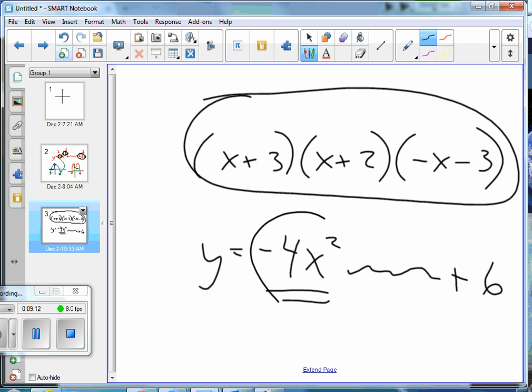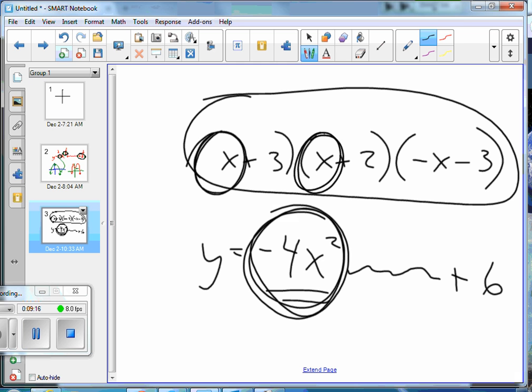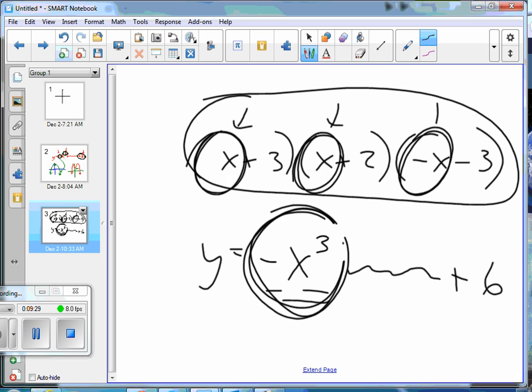So how do we get this part? From multiplying this and this and this all together. That's going to make negative x to the third. See what I did there? The x times the x times the x made x to the third, and then one of them is negative. Negative x to the third.